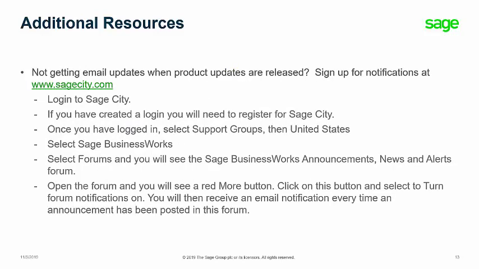Are you not getting the email updates when the products are released? Sign up for notifications at www.sagecity.com. Log in to Sage City, and if you've created a login, you will need to continue, otherwise you will need to register for Sage City. Once you have logged in, select Support Groups, then United States. And let's go ahead and just take a look at that right now so we can see a live demonstration.